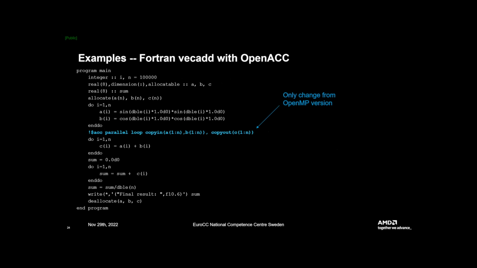Well, the directive looks a little bit different. We have an ACC parallel loop directive, and we do a copyin and copyout instead of a map. Actually, OpenMP is now adopting this loop directive in later versions of the compiler, partly because their directive just got fairly long and had complications and portability issues. So you can also use the loop directive there. Otherwise, it looks exactly the same.